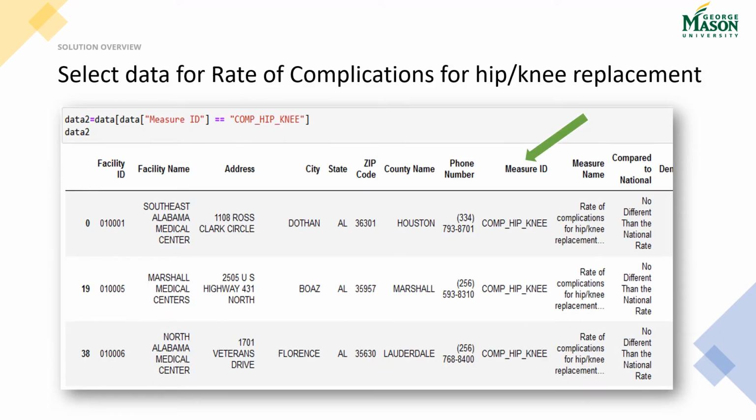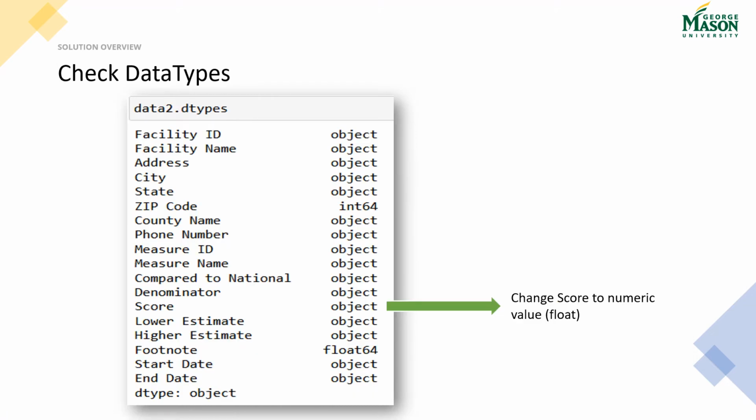Next, we will filter the data only for the rate of complications for the hip-knee replacement under the Measure ID column. We will now check the data types. We will be using the score column only because the score column is actually the rate. As we can see, score column is listed as object. This means that the column is just a string, but we want to change the column to a float.